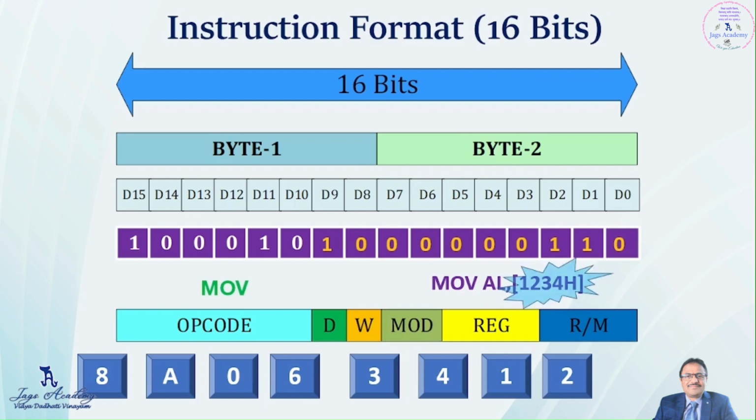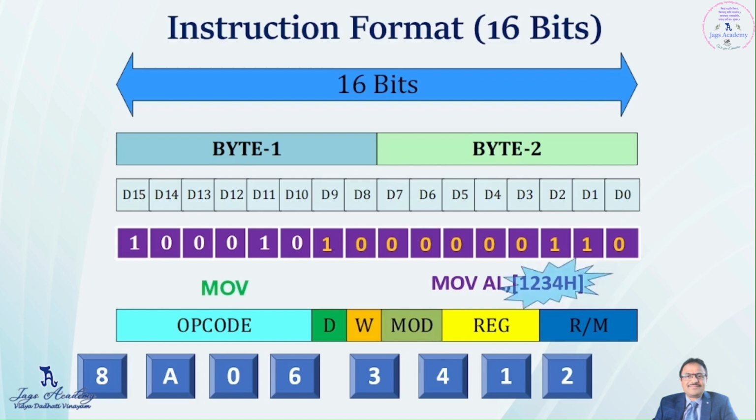Now for this instruction, since you have to append the address along with the instruction, that's why we put the lower byte first and the higher byte after. Now you have to tell me, where is this machine instruction stored in the memory?